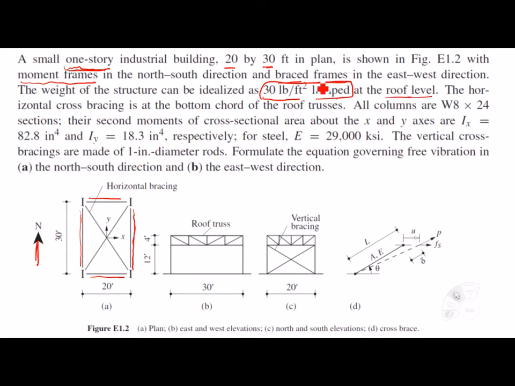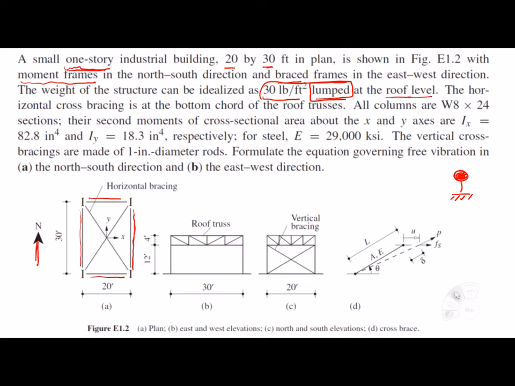So take care, this is lumped at the roof level. Do you remember when we were talking about the types of masses and we mentioned lumped? Our system is going to be idealized as a single degree of freedom system, lumped at one point. The horizontal cross bracing is at the bottom chord of the roof truss.